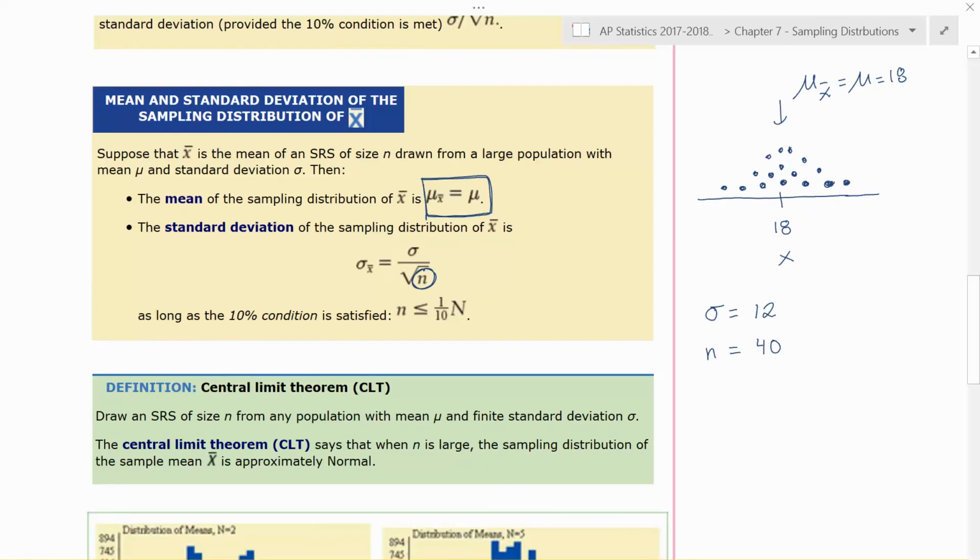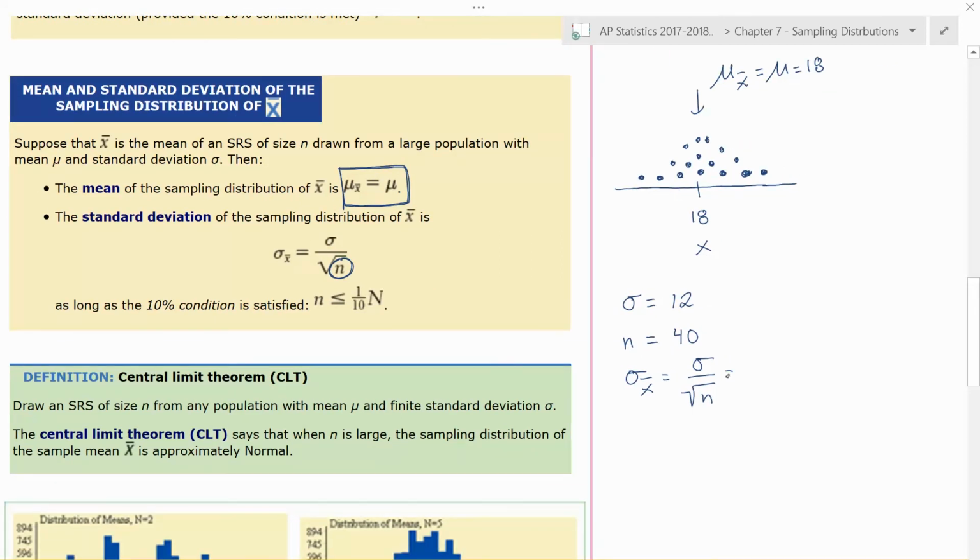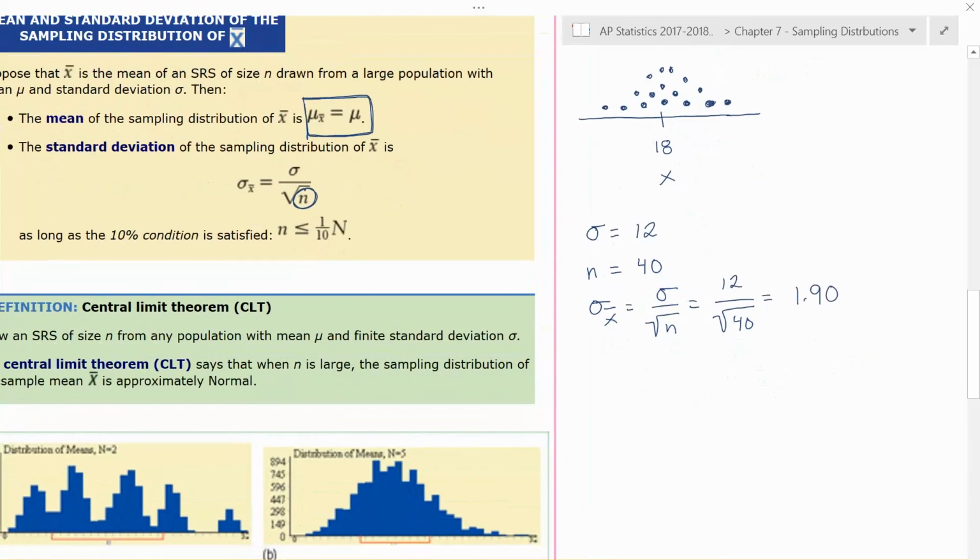So if I wanted to know how much the sample mean will vary in repeated sampling, I'm going to use this formula. It comes from random variable transformations, and there is a mathematical derivation. If you're ever curious or ever have time to take a look at that, it's helpful to understand where that comes from. So I would take 12 and divide by the square root of 40, and I get 1.90 or so if I round.